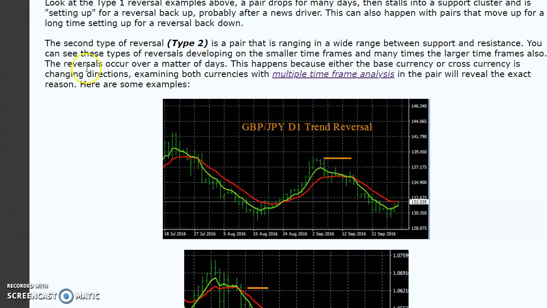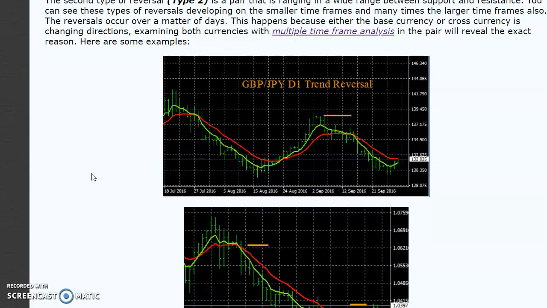This is a type 2 reversal. This is the second type of reversal. And this is on a pair that's just ranging. It's just normally, naturally ranging. So this pair, this is the British pound yen. It's ranging. It hits the support and it starts to possibly range back up here on the D1. That would check the H4 time frame also to see if it's pointing up.